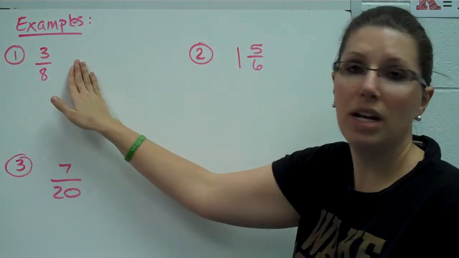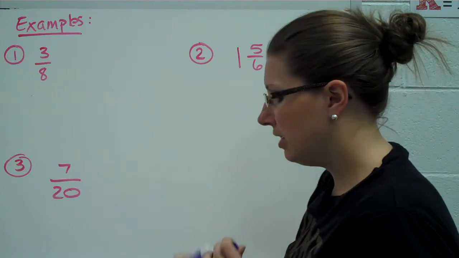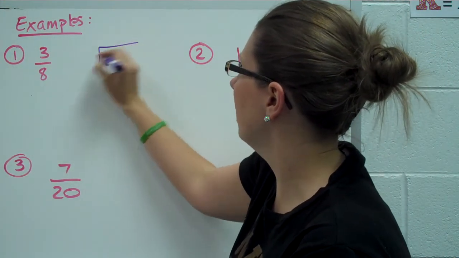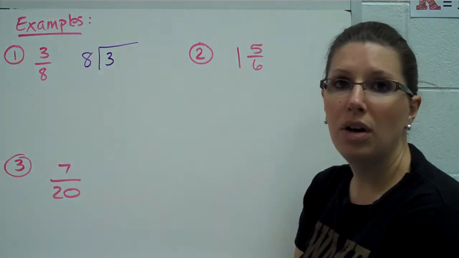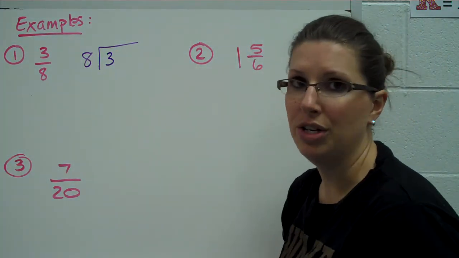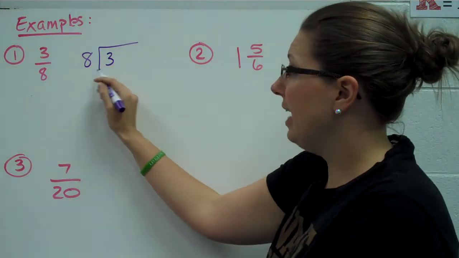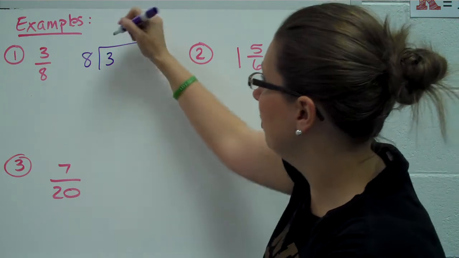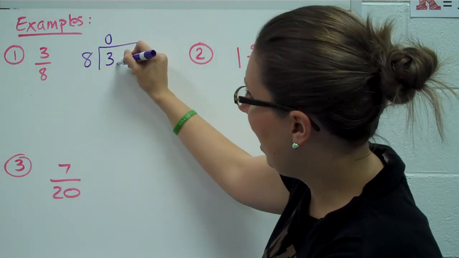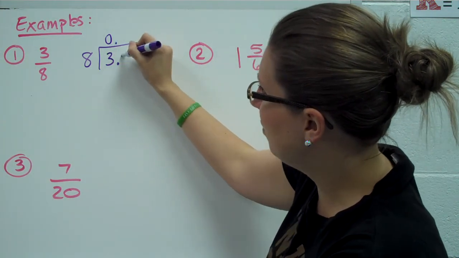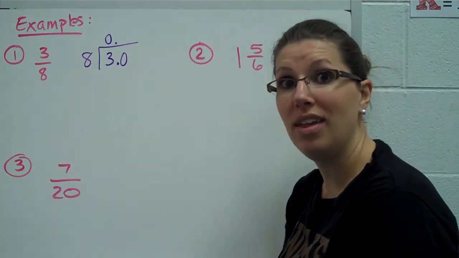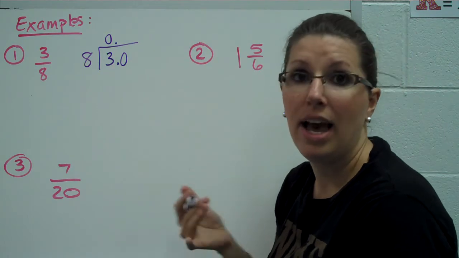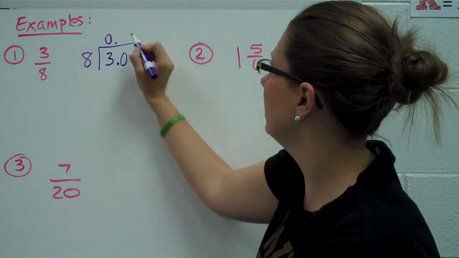So we've got this one here, that's 3/8. 3 divided by 8. So we're just going to set up our long division here. So I go through and ask myself a series of questions. Can 8 go into 3 evenly? No, it cannot. So I'm going to put a 0 here, add a decimal, bring it up, and then add a 0 there. Now I ask myself, does 8 go into 30? Yes, it does. How many times? It will go in 3 times.